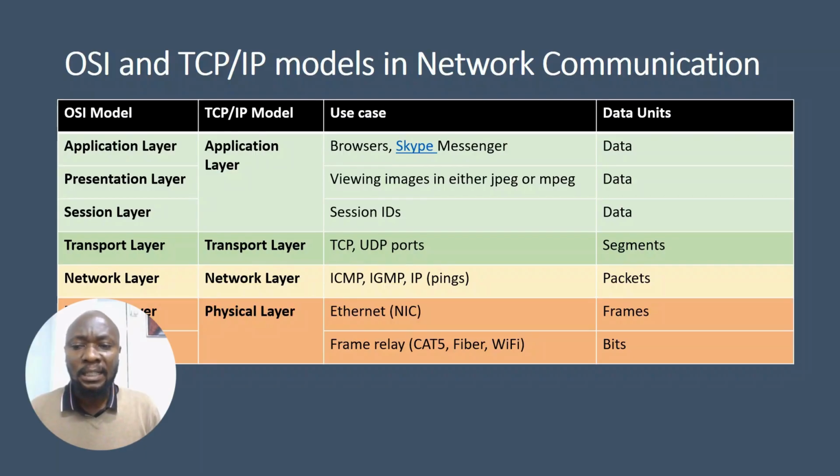Then in the data link layer, we have Ethernet, the network interface cards on your system. This is where we have MAC addresses, and these are the levels of communication that happen on the data link layer. And then in the physical layer, we have frame relays, things like Cat5 cables, fiber optics, and your Wi-Fi protocols. These are the ways in which data is being made use of. That's why I called it a use case.